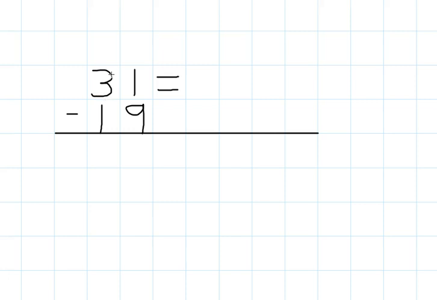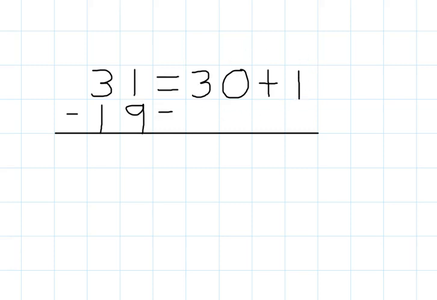So I know I have 3 tens right here in my 31. And 3 tens we know is equal to 30. 10, 20, 30. 3 tens is equal to 30. And now I need to add that to however many ones I have in 31. Well, here's my ones place. And I have 1, and of course 1 is equal to 1. So I have 30 plus 1, which equals my 31.